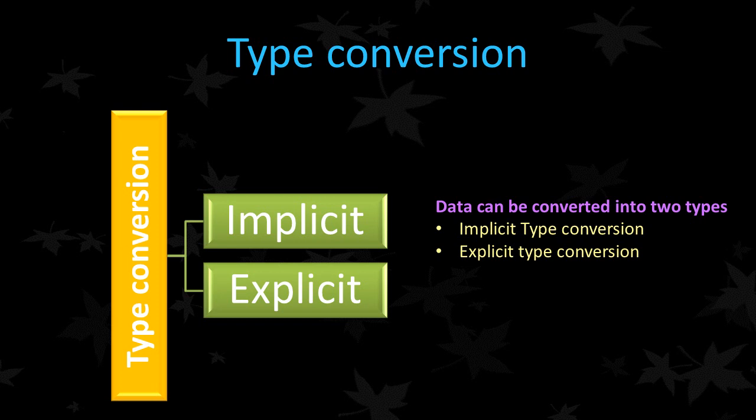Type conversion. Data can be converted in two ways: implicit type conversion and explicit type conversion.